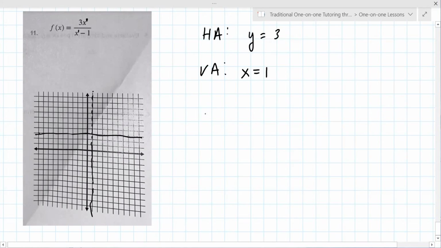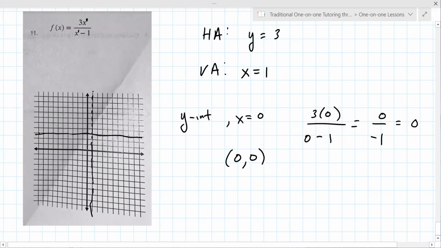Okay. Now you said we've got to find x-intercepts and y-intercepts. Let's do the y-intercept. The y-intercept is when x = 0. 3 times 0 over 0 minus 1. 0 over -1 is 0. So whenever you get the point (0, 0), it's actually both the x-intercept and the y-intercept. Okay, and that doesn't give us enough to graph it.